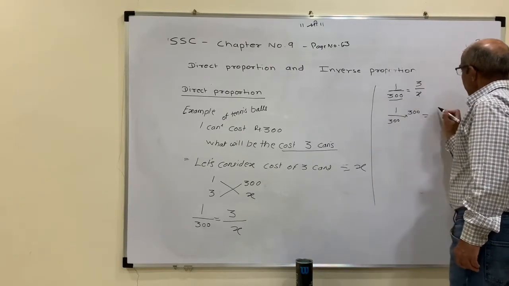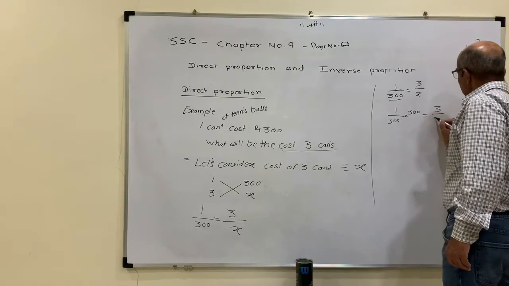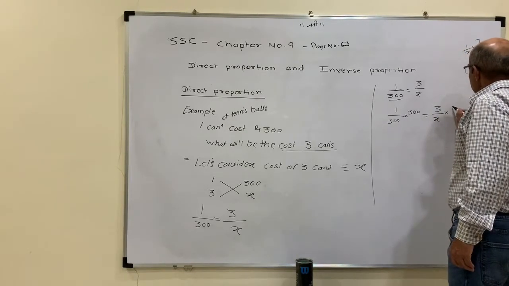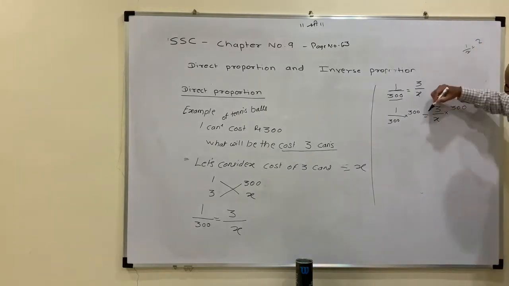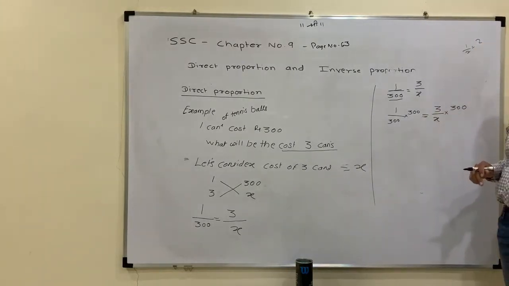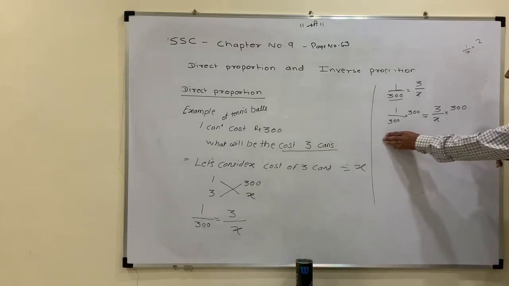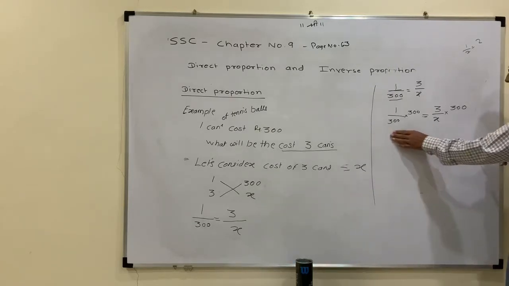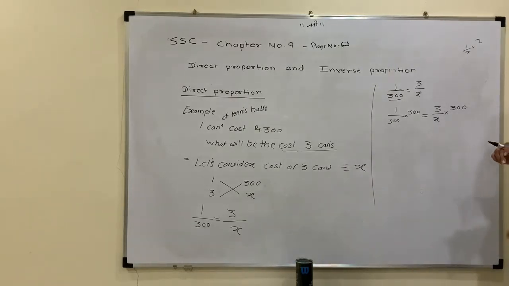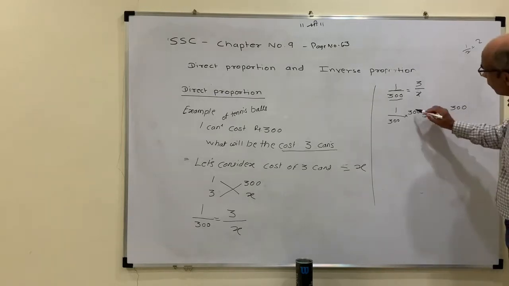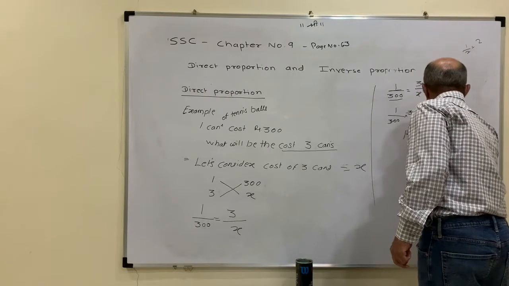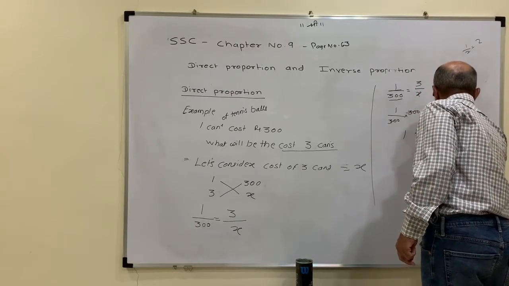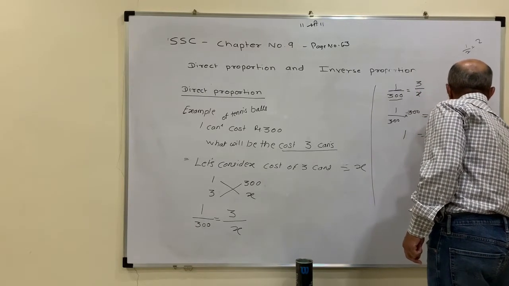Now since I multiplied it on the left hand side, I will be doing the same operation on the right hand side, so I maintain the equality. This you must have learned in the algebraic equations chapter. So now 300 is gone. So 1 equals 3 divided by x into 300.